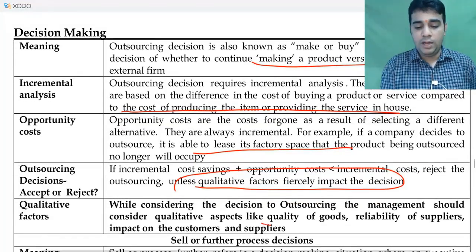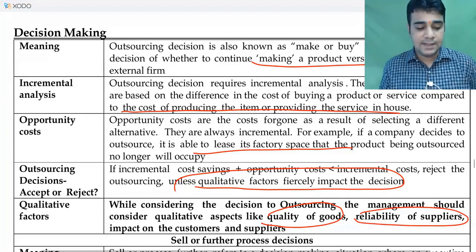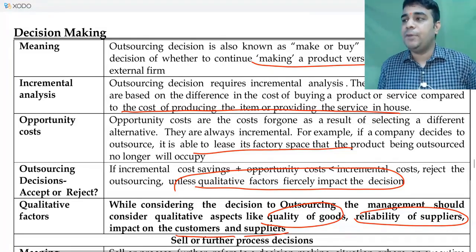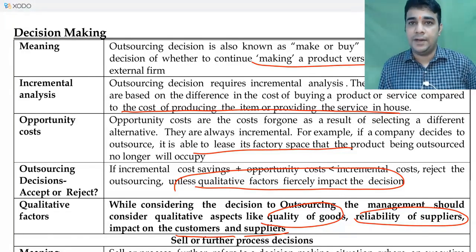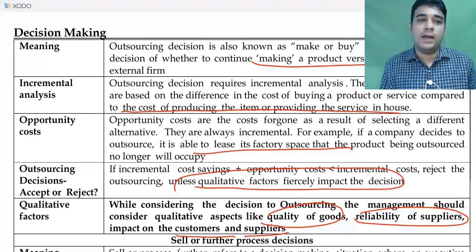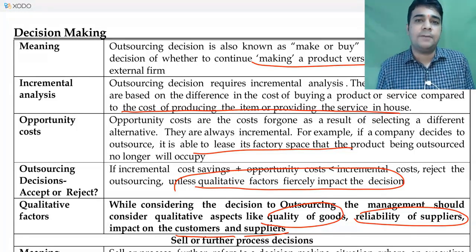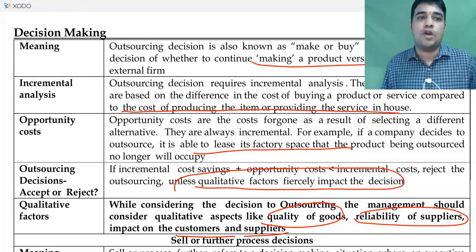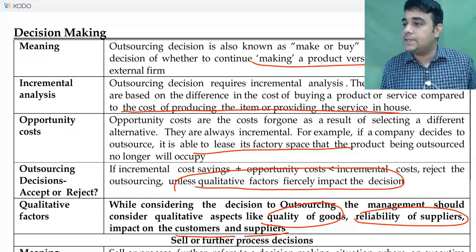Qualitative aspects like quality of goods, reliability of supplier, which is the delivery timelines, impact on the customer, supplier. Major impact may not be there on the customer unless the first two issues happen, which is your quality and reliability of delivery. If the quality of goods is not there, your customer will get impacted, but otherwise this impact on the customer may not be there. As long as the quality is maintained intact, my customer would not be bothered whether the product was made in-house or whether it was purchased from outside and given to this person.